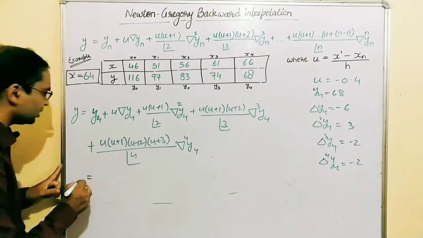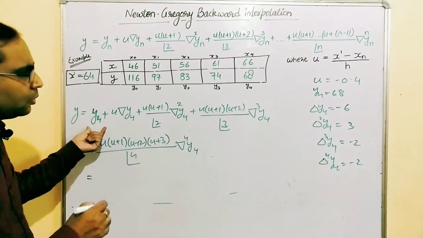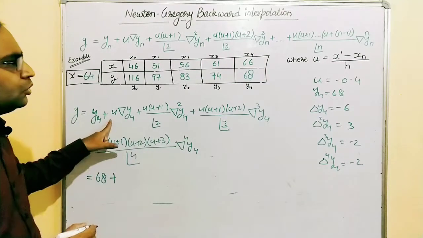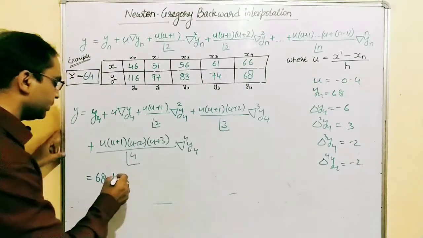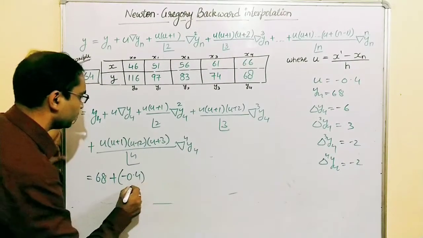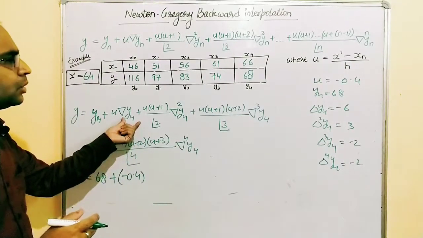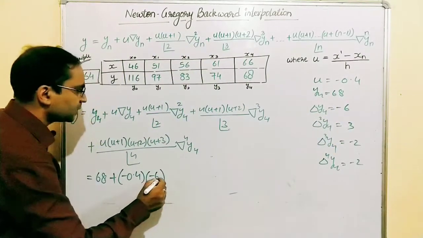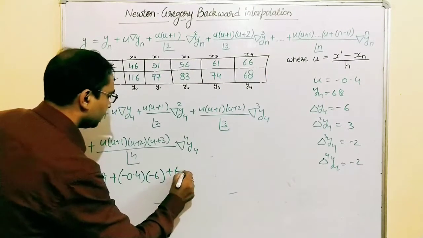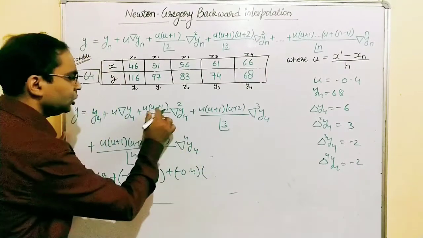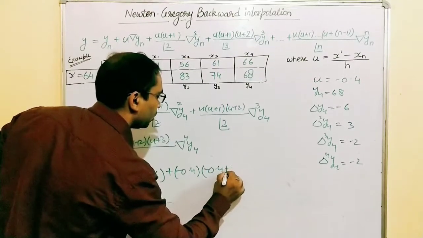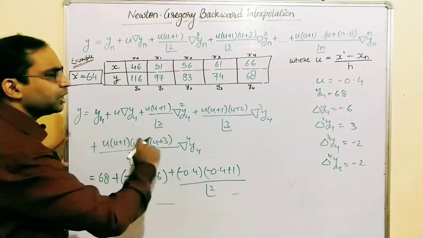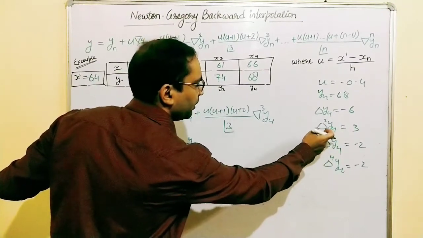So for this, let me substitute these values. y4 is equal to 68 plus u, the value of u we had evaluated, minus 0.4. Then del y4, the value of del y4 is minus of 6, plus again u, minus 0.4, into u plus 1, minus 0.4 plus 1, whole divided by factorial 2 and del 2 y4. What is del 2 y4? Del 2 y4 is 3.